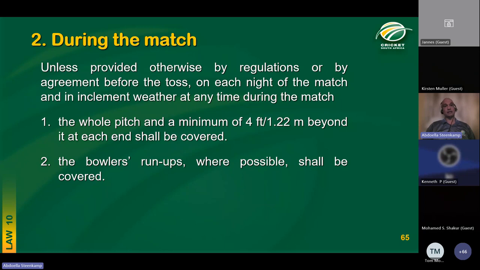But you'll find at most international and provincial grounds, the whole square actually gets covered. At most of these grounds, the square consists of 10, 12, 14 pitches. I know at Newlands Cricket Ground in Cape Town, South Africa, there's about 15, 16 pitches on the square. And when they cover, they don't just cover the match pitch. The whole square gets covered at the end of the day's play. And also, if it rains, they do cover the whole square.